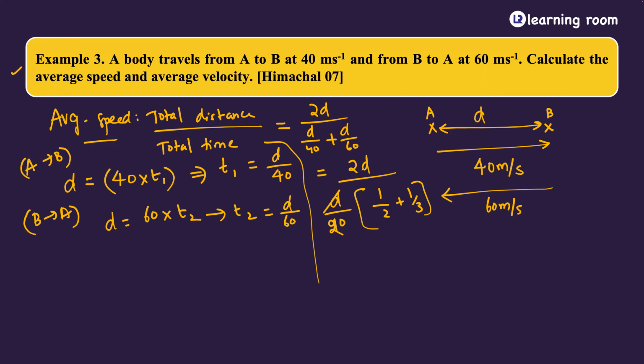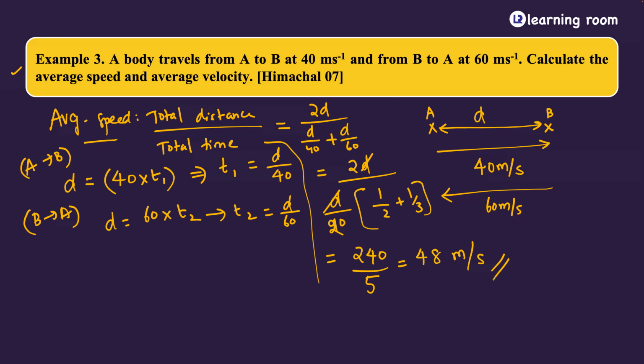So D and D will get cancelled. After you take LCM, it will be 5 by 6. So 5 by 120. So that will go to the numerator. So it will be 240 divided by 5. So 240 divided by 5 is going to be how much? 48 meter per second is going to be the average speed of this object. Right. So I hope it is clear.